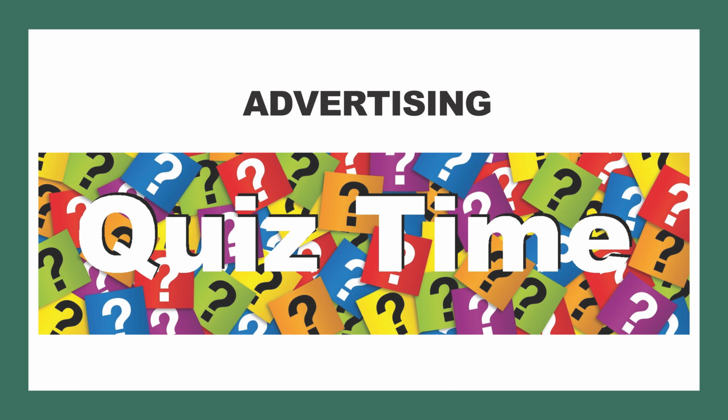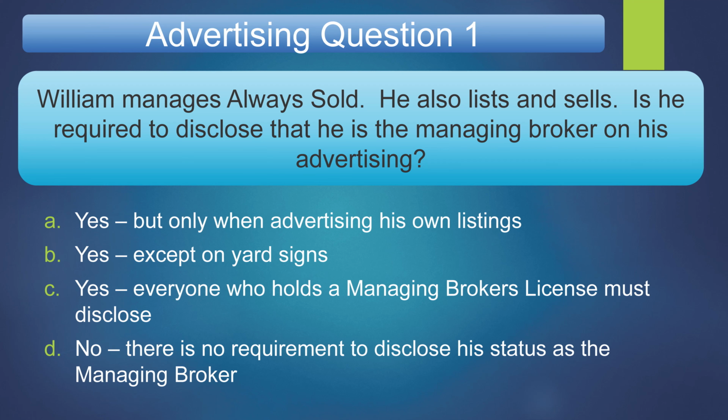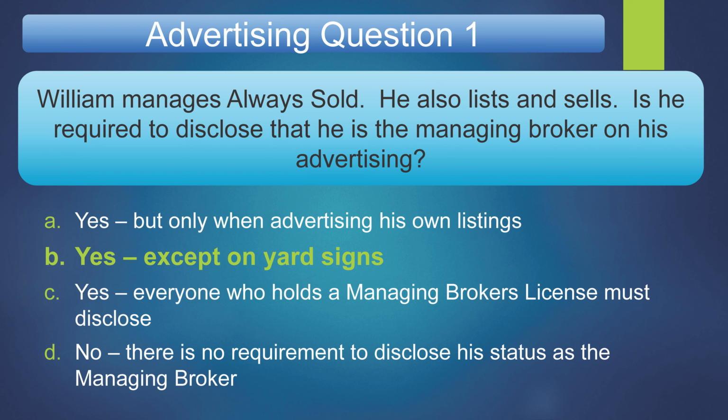All right, let's go over the short advertising quiz that you've just completed. And we'll get started with our first question. William manages Always Sold. He also lists and sells. Is he required to disclose that he is the managing broker on his advertising? And the correct answer is B, yes, except on yard signs. There is an exception for yard signs, but that is the only exception.